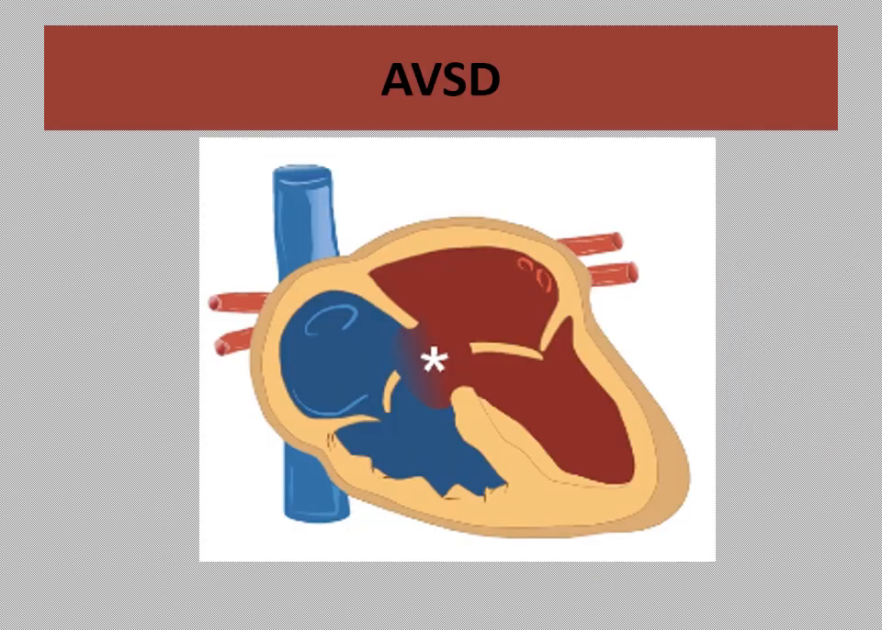So this is another congenital heart disease called AVSD, which stands for atrioventricular septal defect. As you can see here, there's a big gap over here in the middle which can cause the blood to go from the left atrium, or from the left ventricle, to the right atrium and right ventricle. Okay, and the valve here will not function well since this gap can cause the blood to backflow.